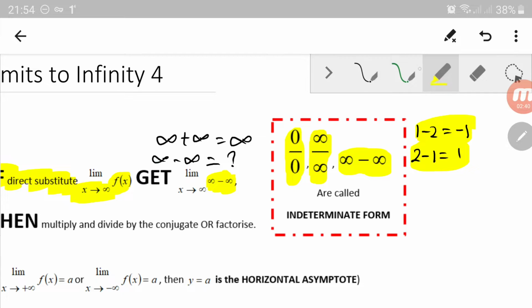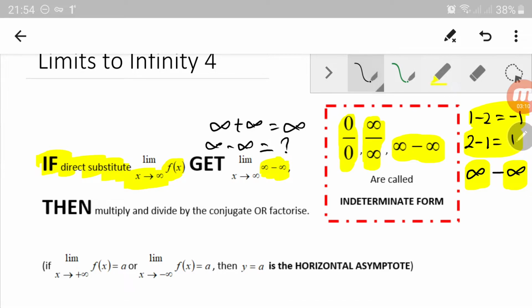But in this infinity case, we do not know which one is bigger than the other one. Since infinity is undefined, what is the only thing that we know about infinity? That it's a big number. That's all we know. We do not know what the number is. Maybe 5 billion, but we don't know.